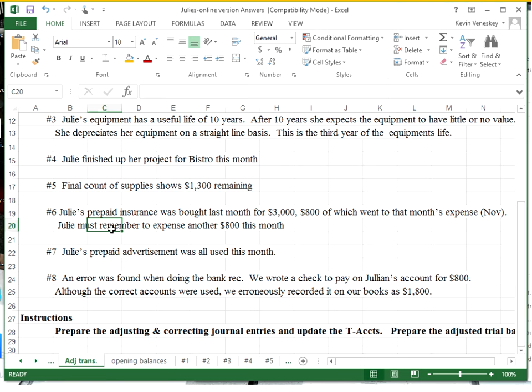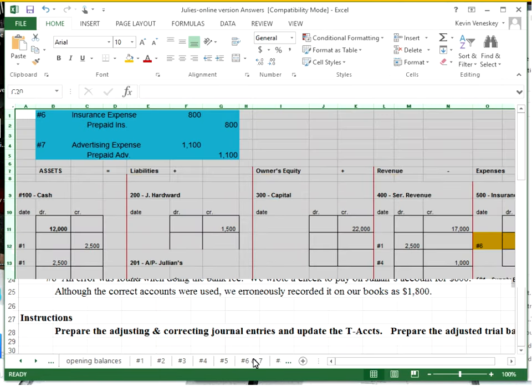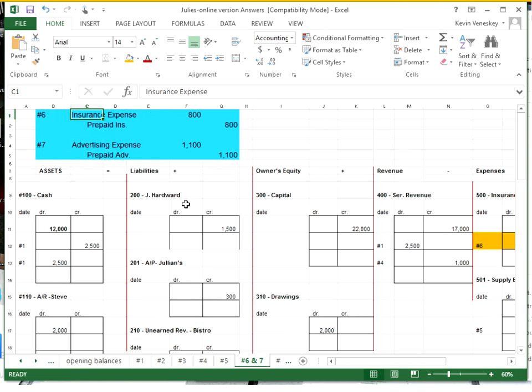Now, it's the end of December, and I've used another month of my insurance. So I need to expense out another $800. And that's the first thing that I'm doing here on number 6. I'm showing, what did the business get? We got the use of insurance. How did I get it, or where did it come from? It came from our prepaid account. I didn't actually pay any more. I'd taken it out of my prepaid account.